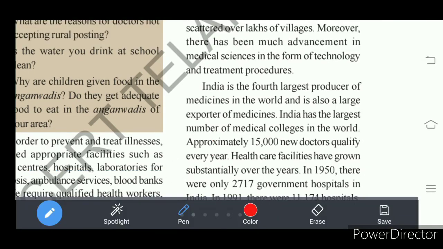Do you know that India is the fourth largest producer of medicines in the world? We are at fourth place in production of medicines and also as an exporter of medicines. To many countries of the world, we are exporting our medicines, and we have a large number of medical colleges. Do you know that in India approximately 15,000 new doctors are qualifying every year?